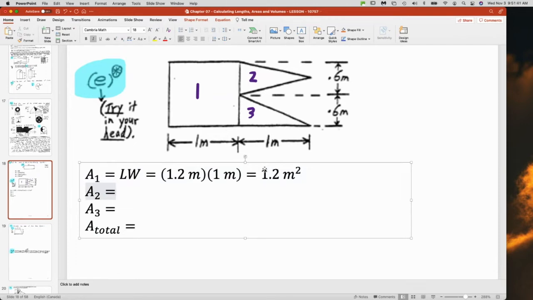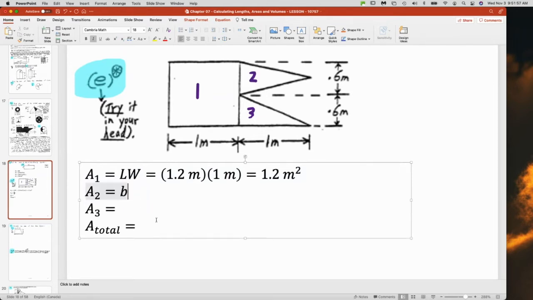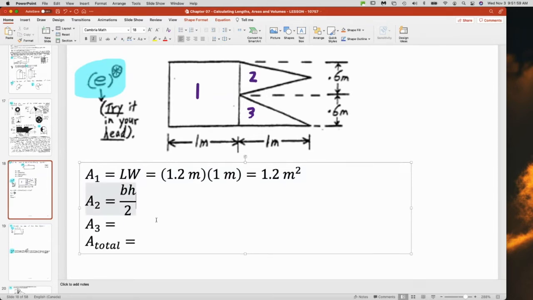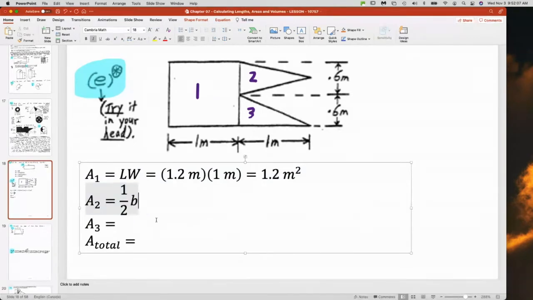What is the area for 2? What shape is 2? It's a triangle. Half base height, or we also had another way of writing it, BH over 2. Both of those are nice. This one's actually easier if you like dealing with the fractions immediately. I like to put the fractions later.